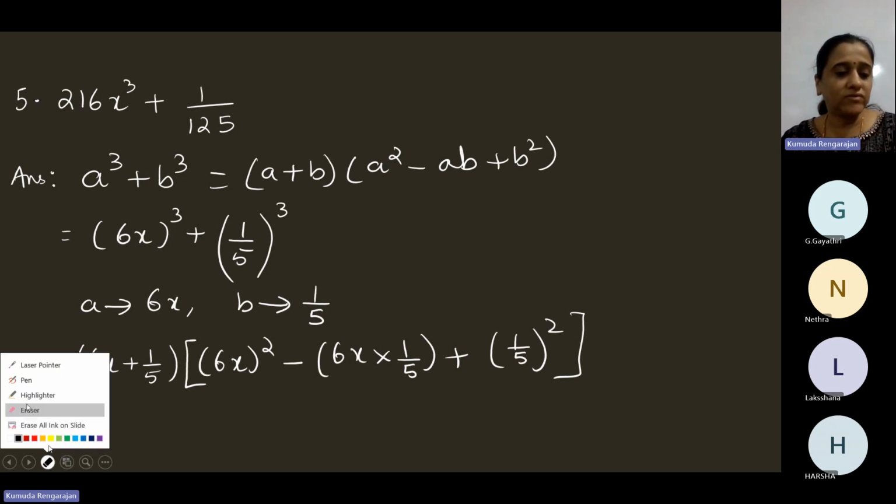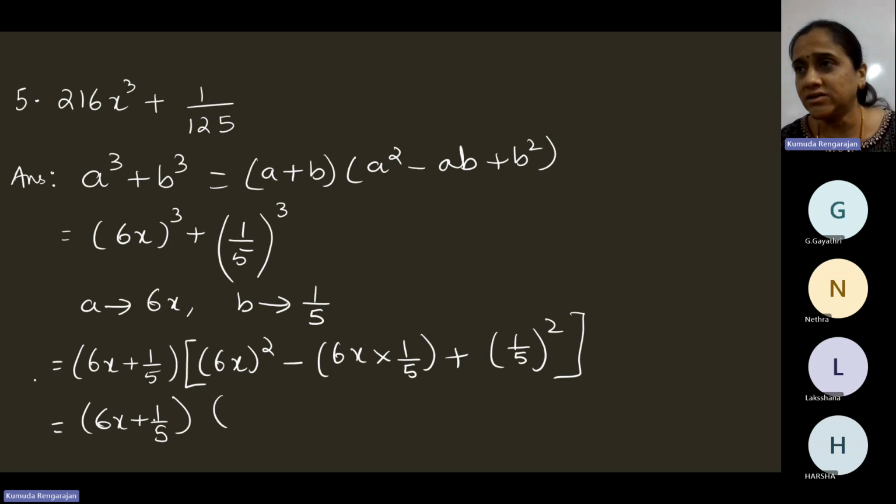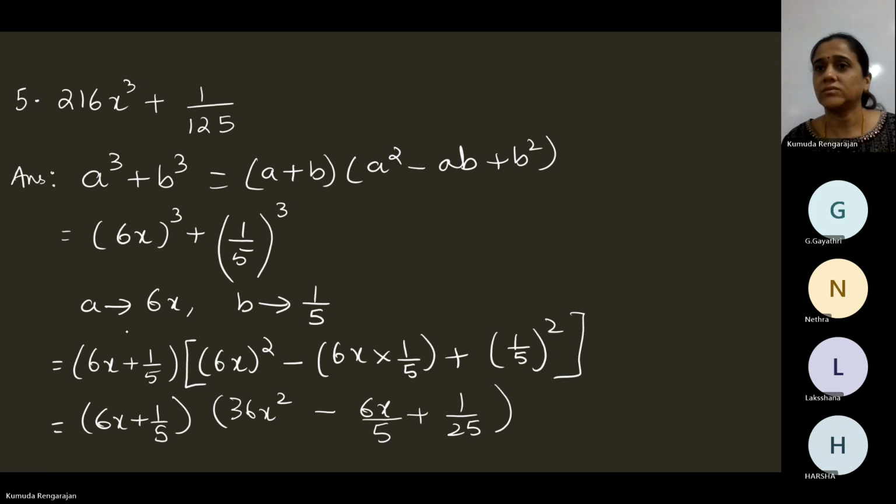Yeah, now after writing this, we'll have to simplify the brackets if possible. So 6x plus 1 by 5. Now you don't have to take LCM and all that. Whenever you use an identity to answer the question, just do the very obvious simplifications, like 6x the whole square should be written as 36x square. Then minus, this should be written as 6x by 5 plus 1 by 25. That's it. After this, don't continue by taking the LCM and all that. You need not do all that. Okay, write down.